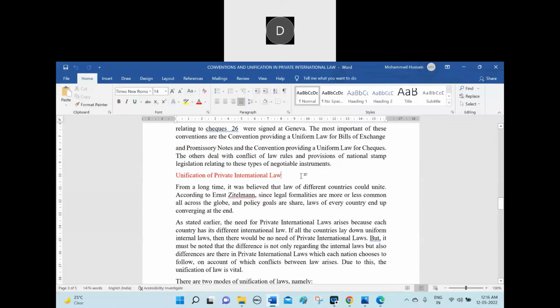Berne Convention, Hague Convention, good. Lugano Convention, very good. New York Convention, very good. Rome Convention, very good. You did not say the copyright. What is the copyright convention? It is the Berne Convention. This much is enough for your examination. If you remember at least 6 conventions, it is enough. The examiner will feel very happy.